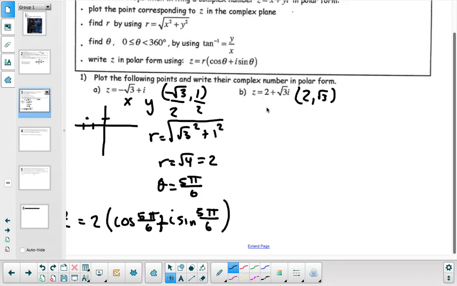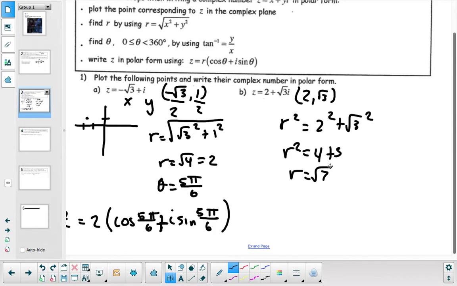Now this one, same idea. So we want to find the radius first. r squared is equal to 2 squared plus root 3 squared. So 4 plus 3, r is equal to root 7. Okay, so we're going to save that for a second.